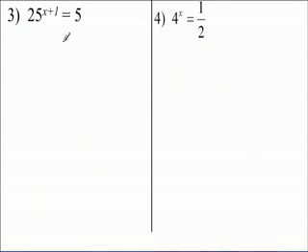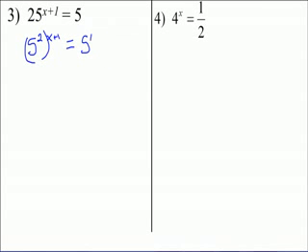Number 3, 25 to the x plus 1 equals 5. Well, 25, as you all know, is 5 squared. So it's 5 squared to the x plus 1 equals 5. And I'm going to go ahead and add an exponent on there as 5 to the first power.